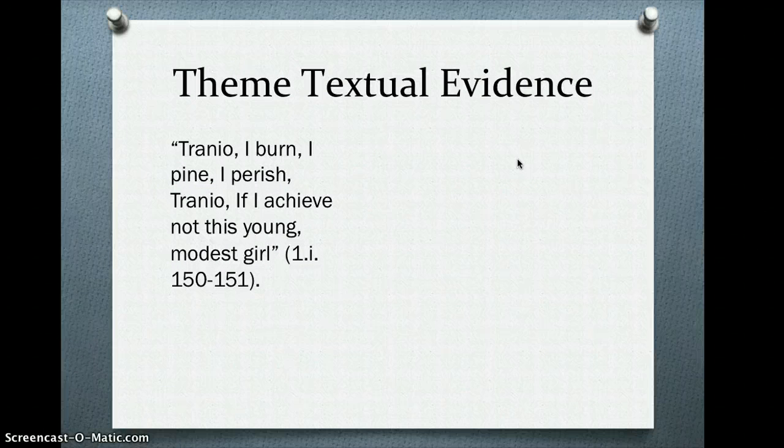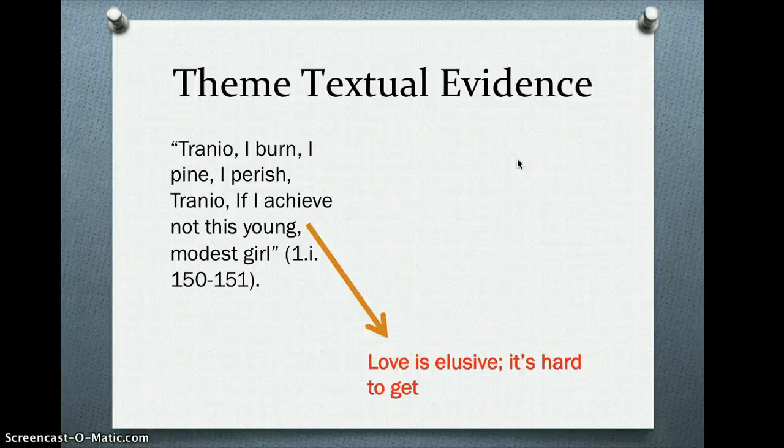When Lucentio, at the end of Act 1, Scene 1, has fallen helplessly in love with Bianca, he turns to Tranio and says, "Tranio, I burn, I pine, I perish, Tranio, if I achieve not this young, modest girl." Through this, we can see that for Lucentio, love right now feels elusive, it's hard to get. So here we have the theme of love being elusive, which sometimes drives people to lying or putting on a disguise to get what they want and to escape social conventions.